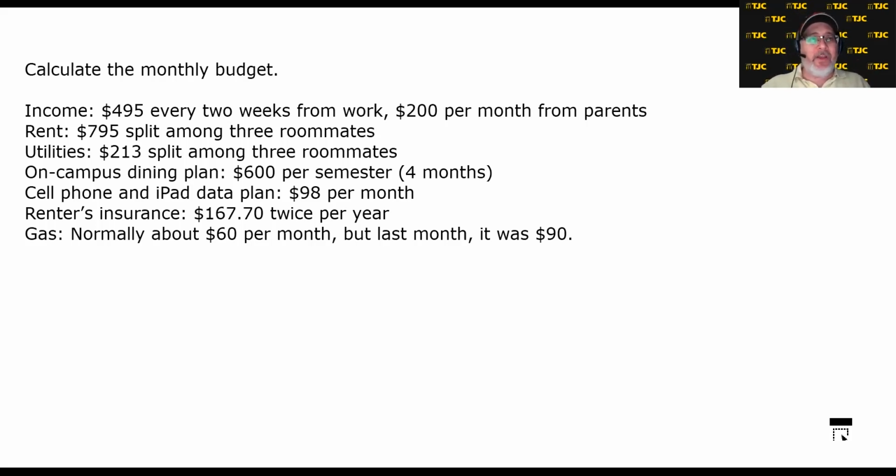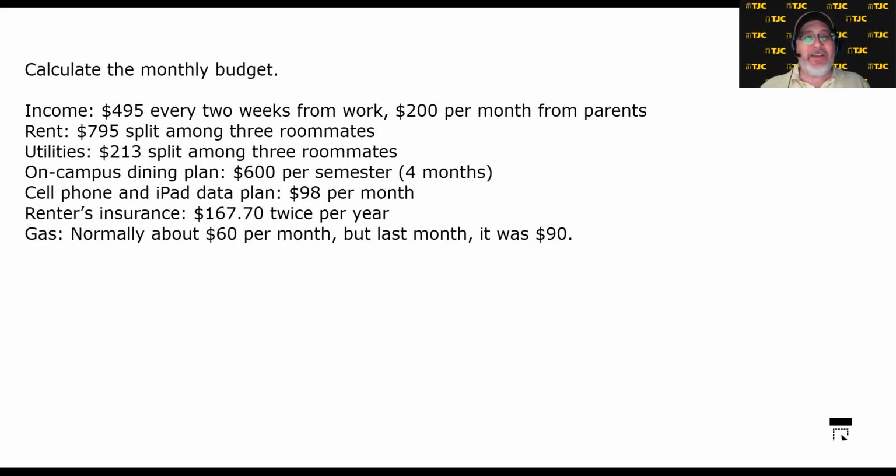Our rent, $795 split among 3 roommates. So we're going to have to do some division to figure out what our share of the monthly rent is. Utilities, $213 split among 3 roommates. So the same thing there. We'll have to divide that by 3 to figure out our utility expense every month.